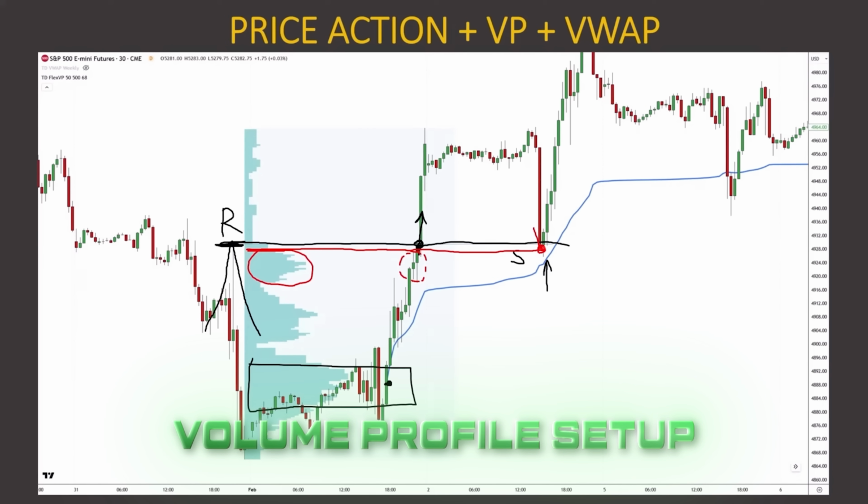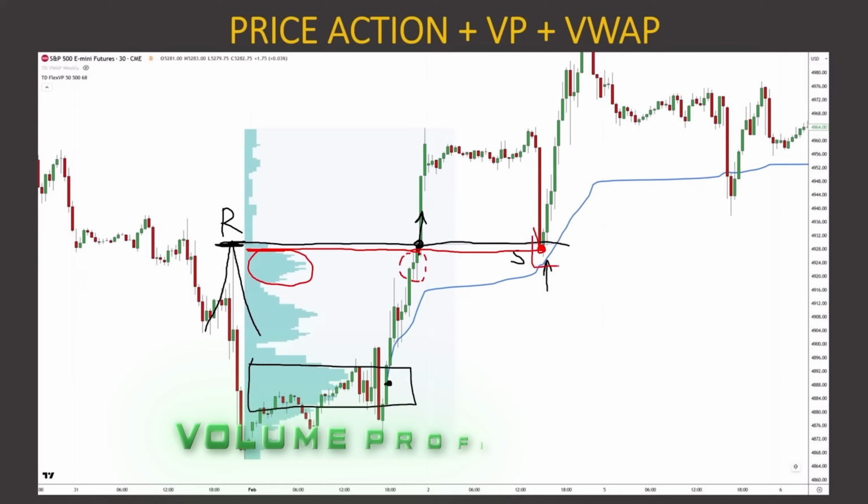So we have volume profile set up here. We have price action set up here. We also have VWAP set up here. All pointing to this place. And that's the combo. That's what it's telling you. It's shouting at you to go long from there.